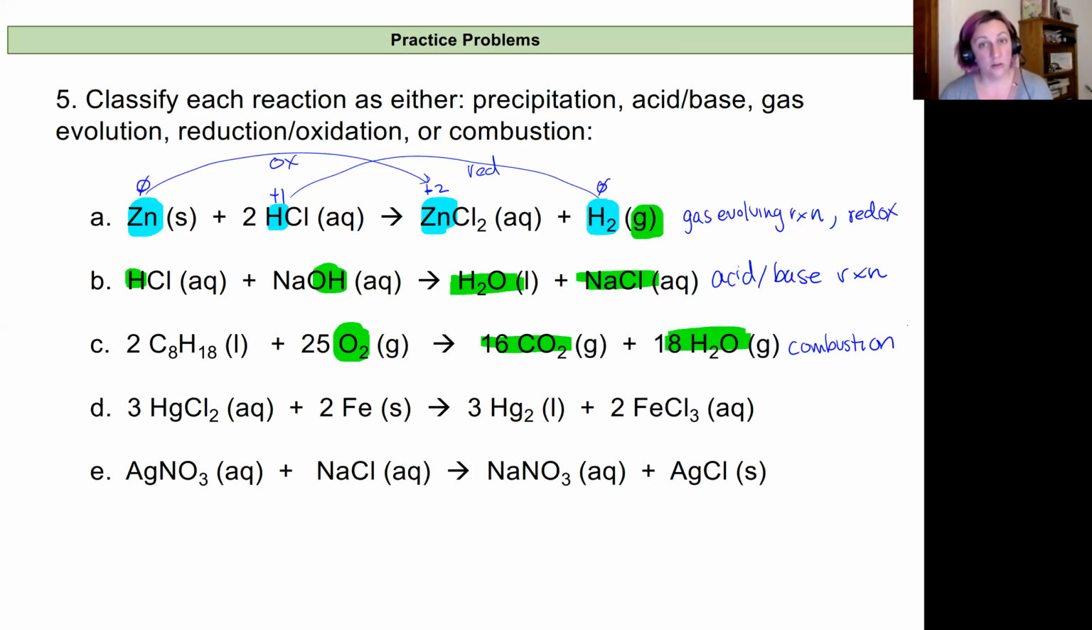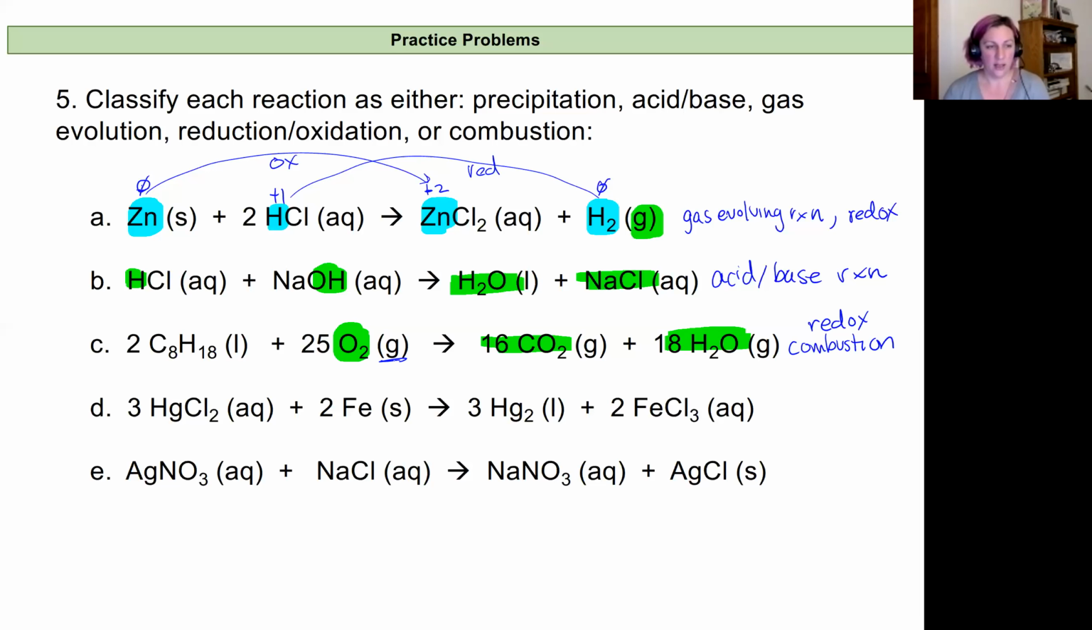It is also, of course, then a redox reaction. Is it a gas evolving reaction? The products are gases. But if I look at my reactants, one of my reactants is also a gas. So I'm not going to see a bubbling. So I would leave it just at redox and combustion.